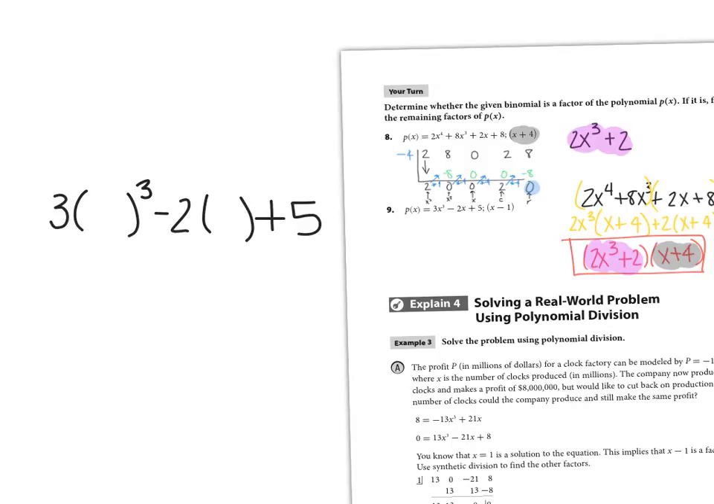And what are we plugging in for x in this problem? 1. Positive or negative? Positive. Why is it positive? The opposite sign, it always changes. So 1 and 1. Well, we can do this one. That's easy because what's 1 cubed? 1. And 1 times 3 is 3. Negative 2 times 1 is negative 2. And then plus 5. What's 3 minus 2? 1. Plus 5? 6. Okay, so for problem 9, what should we get as our remainder when we do synthetic division? 6. Okay, so finish problem 9.